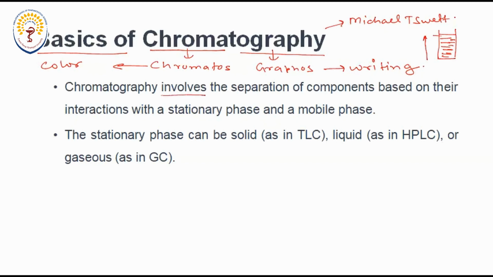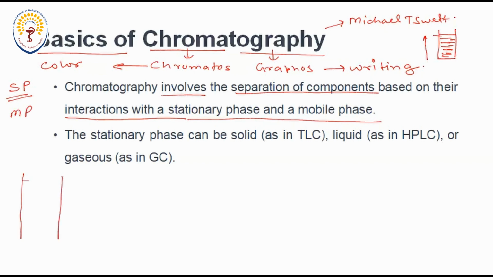Now, as you can see, the principle is that chromatography involves separation of the components, and this separation depends on the interaction with the stationary phase and the mobile phase. Let us understand in depth. See, in chromatography, there are two phases. First is the stationary phase, which is not moving, it is kept still, and another is the mobile phase, which is moving. So we have a stationary phase like this, and the sample to be separated is lodged onto the stationary phase. This is our stationary phase.